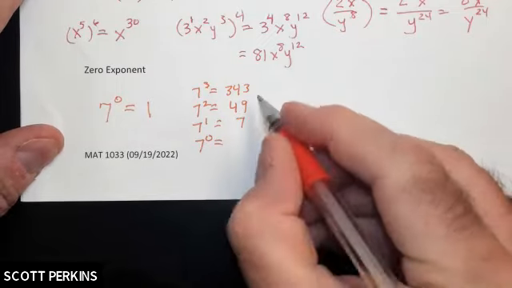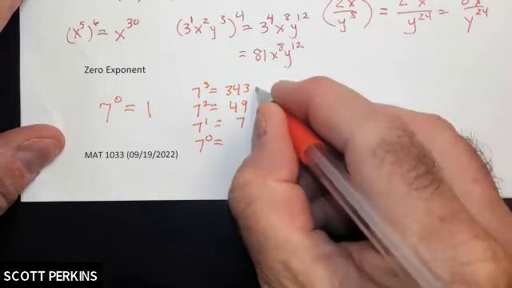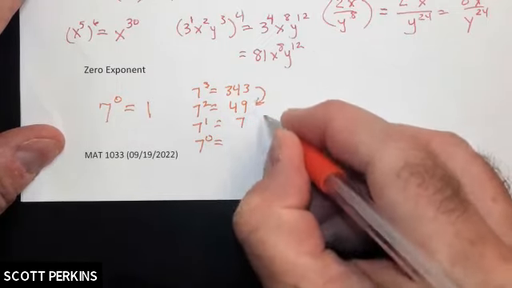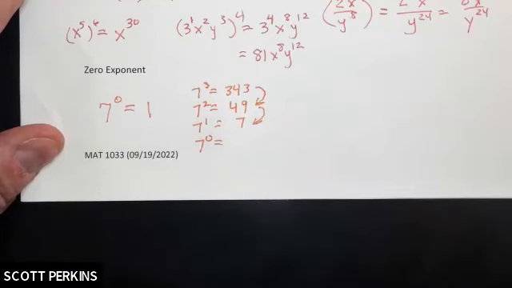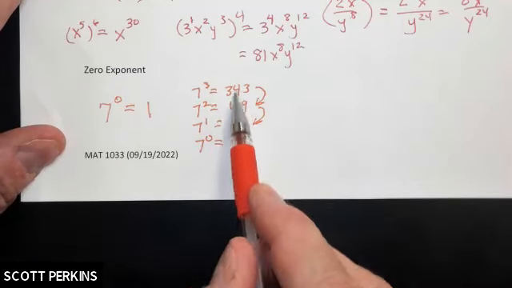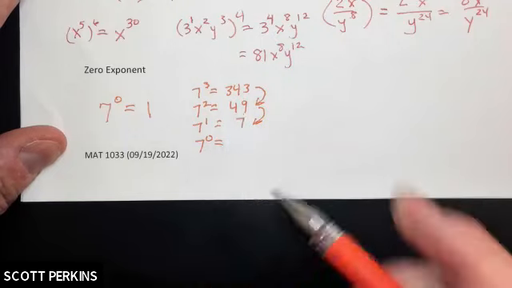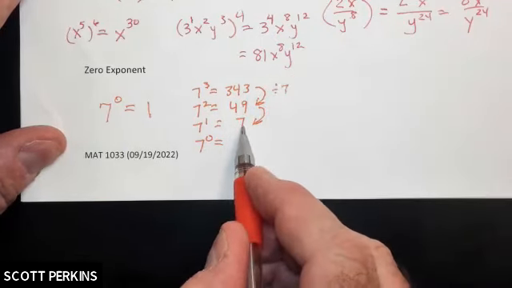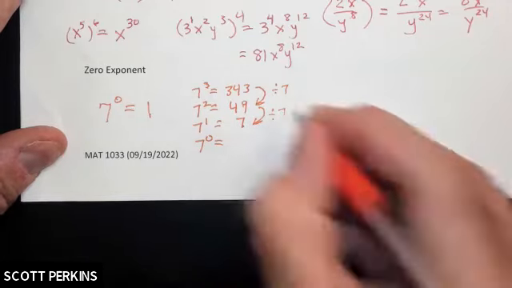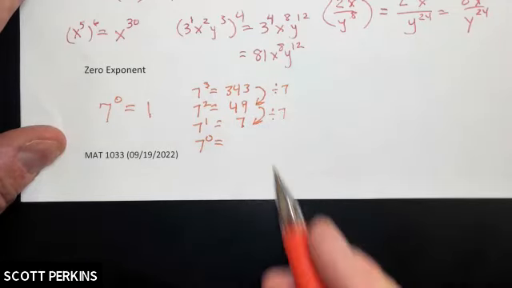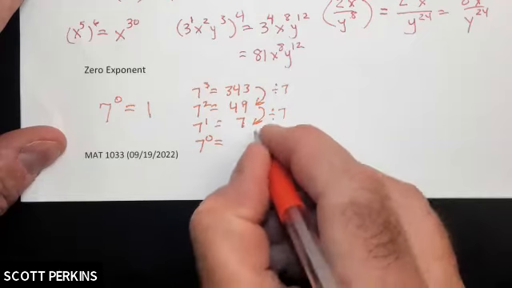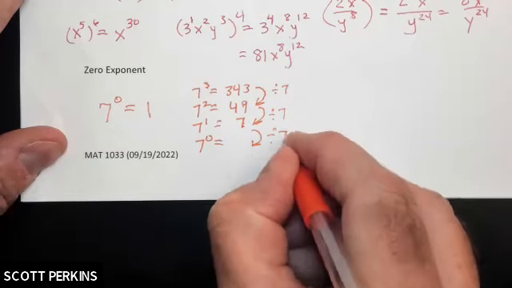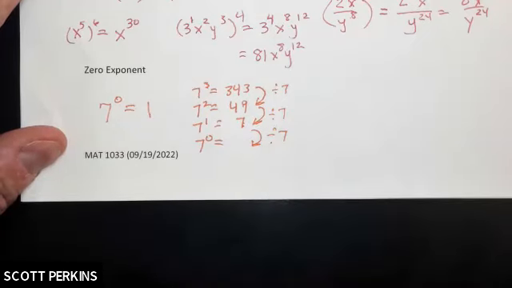Well, look at the pattern. What do we do each time to the number to get to the next rung on the ladder as we're going down? To get from 343 to 49, we do what? Divide by 7, yes. To get from 49 to 7, we do what? Divide by 7. So to get from 7 to the next, I'm going to do the same thing. I'm going to divide by 7, and that's why 7 to the 0 power is 1.